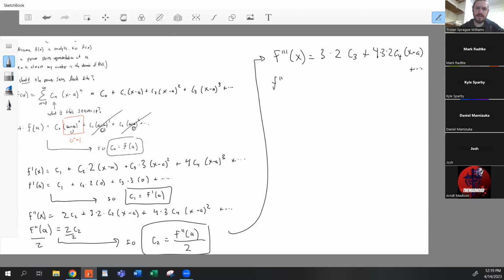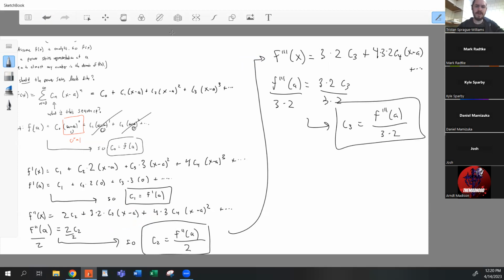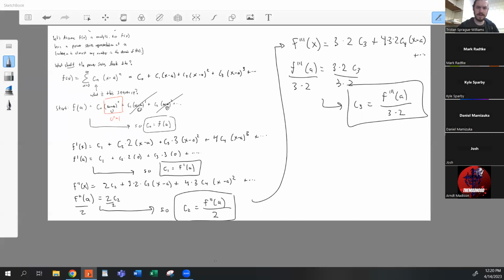So evaluating this at a, we have the 3 times the 2 c3. We just have that constant term again. So divide by 3 and divide by 2, right? And we have our next coefficient, f triple prime at a divided by 3 times 2. And are we starting to see the pattern? Let's zoom out. We're already pretty zoomed out. Are you starting to see what pattern we're having?